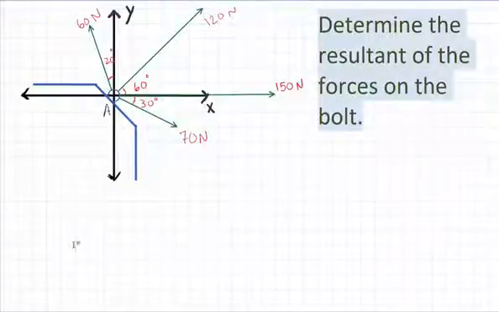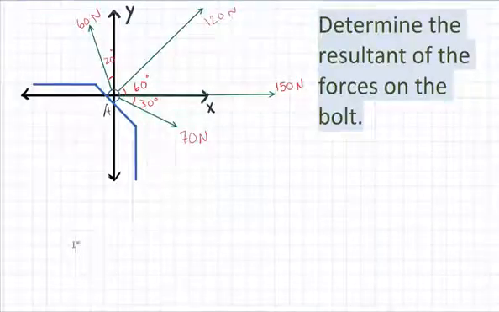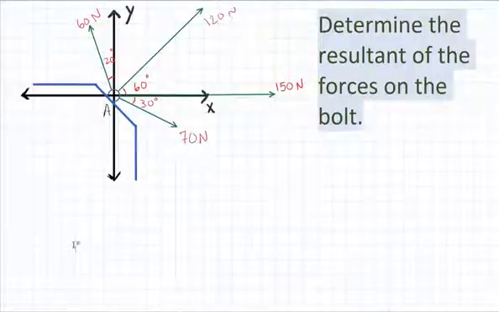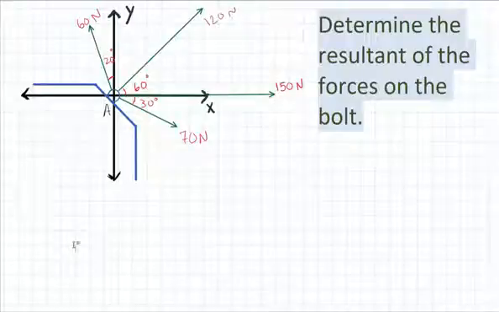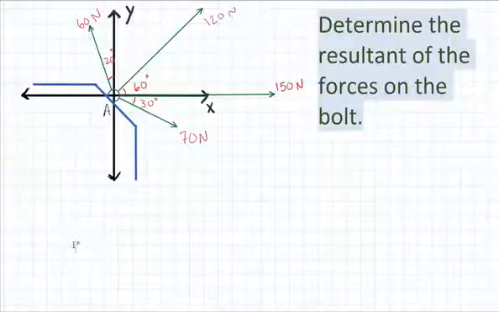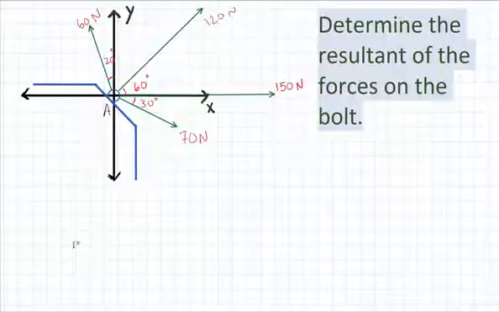In today's video, we're going to answer the question of determining the resultant force on the bolt. The bolt has four forces acting on it: a 60 Newton force, a 120 Newton force, a 150 Newton force, and a 70 Newton force. The resultant is going to replace all these forces with an equivalent force that is equal in magnitude and in the right direction.